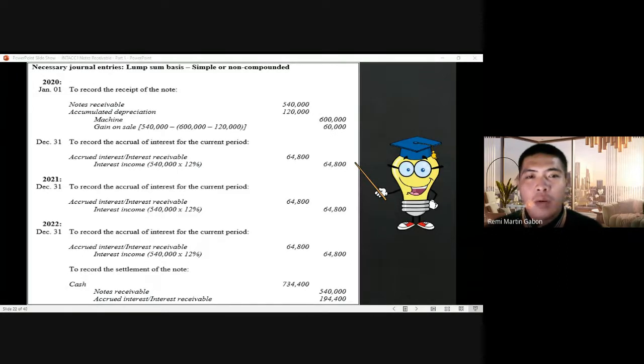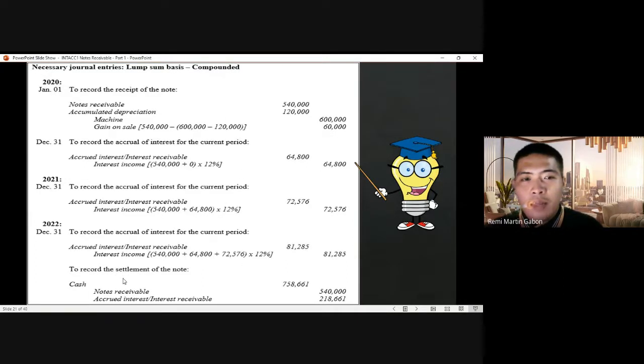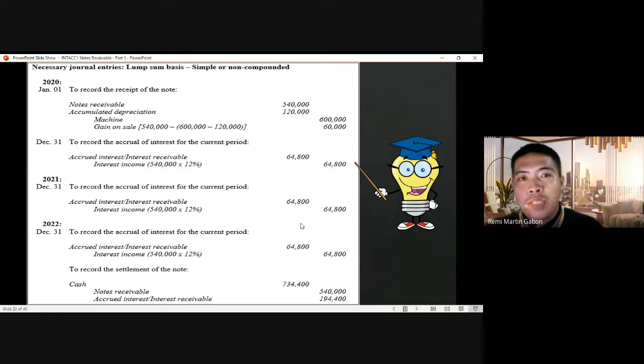Okay, sige. Bigyan ko kayo ng reference. Kapag compounded, yung settlement natin is debited to cash of 758,661. Good for 3 years na yan. But for simple, only 734,400. Question, compounded or simple?